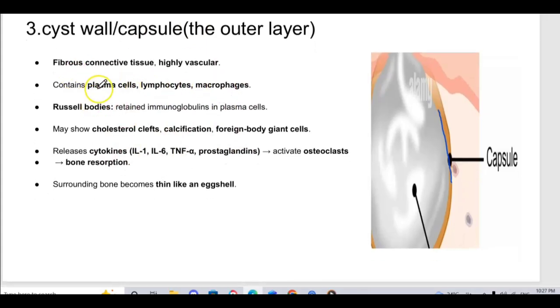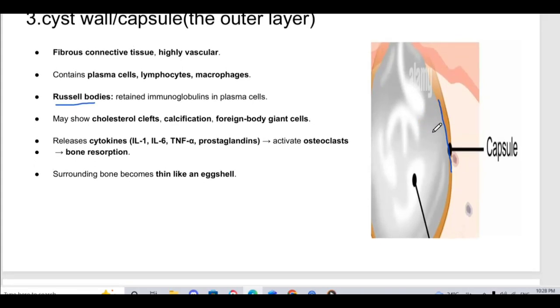It does have a lot of inflammatory cells, such as plasma cells, lymphocytes, and macrophages. And due to these plasma cells, there might be an overproduction of antibodies resulting in something called Russell bodies that can be found in this outer layer as a result of a lot of plasma cells being in there. This ongoing war has some effects too, such as cholesterol clefts and foreign body giant cells, as a result of the ongoing war happening between the cyst and the body.